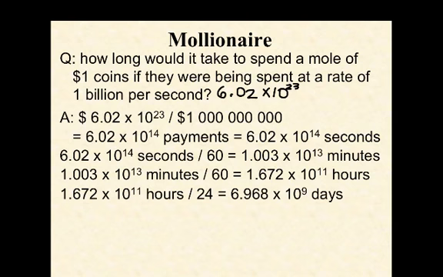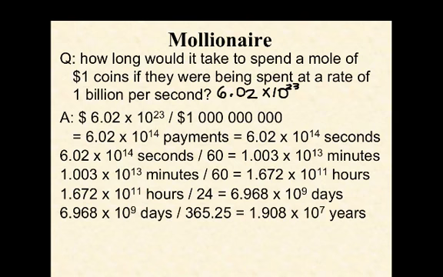How many days? Divide by 24, because there's 24 hours in a day, and I'm still at 6.968 times 10 to the 9 days. That's like 7 billion days. Okay, keep going. Divide by 365.25 days in a year. And we get to 1.908 times 10 to the 7 years. That's 19 million years is what it would take to spend 1 mole of coins.